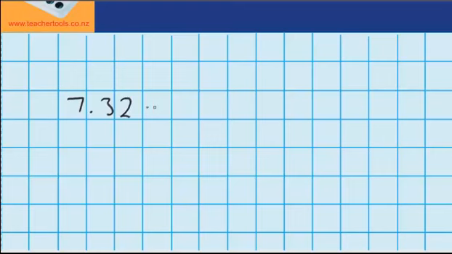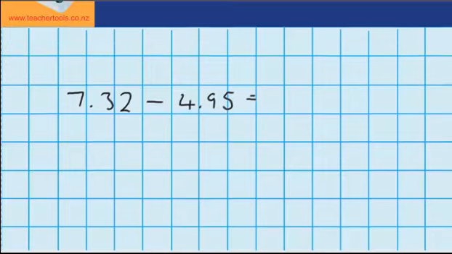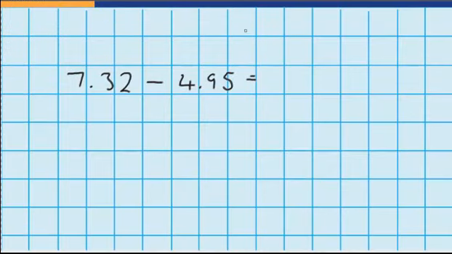7.32 minus 4.95. So this is similar to the other subtraction questions that we've looked at. We're going to start by looking at the second number here, and that's the number we're wanting to change. And we're wanting to change it to the closest whole number. So I'm thinking to myself, what whole number is close to 4.95? Well, I know that 5 is close to 4.95.